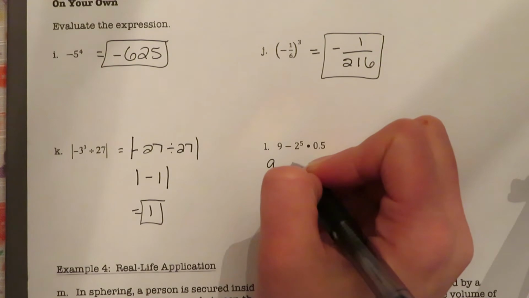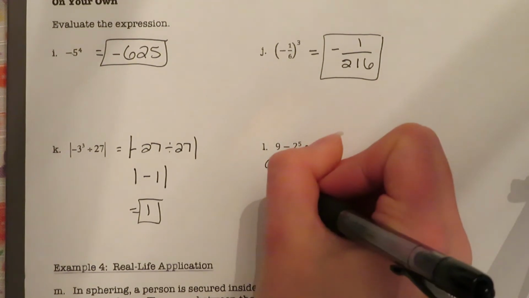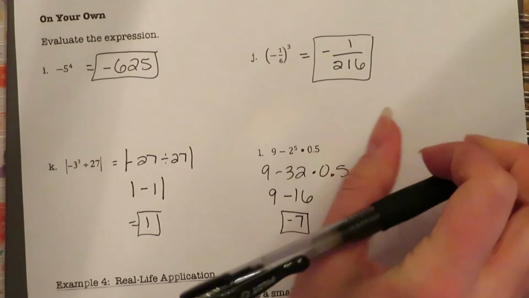9 minus 2 to the 5th power is 32 times 5/10. So that's 9 minus 16, that's a -7.